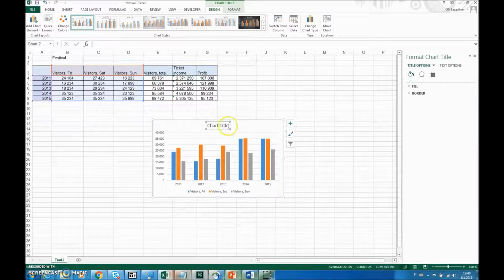So this title might be Festival Visitors 2011 to 2015.